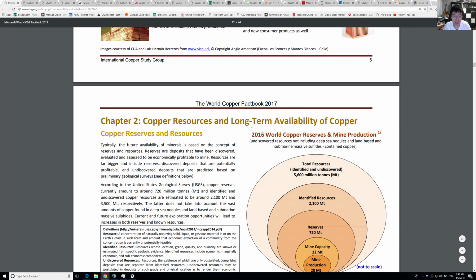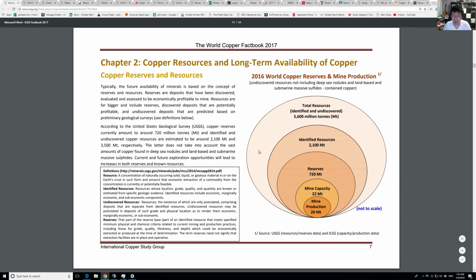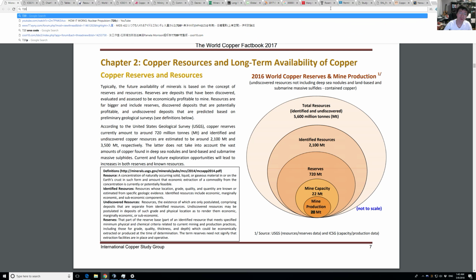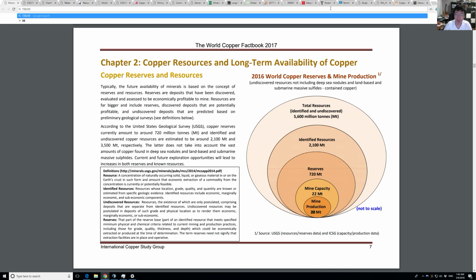I think these guys are being lazy. All right, so here's something fairly interesting. You've got the production at 20 million tons, and the capacity is just 10% more than that. The reserve is 720. So basically, if you divide reserve by the production, you get your mine life. So the world mine life is about 36 years, essentially.